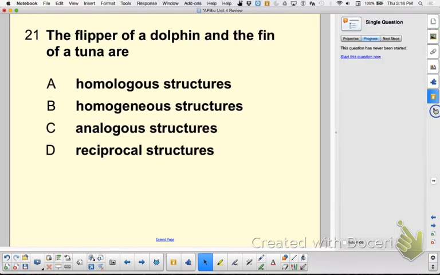The flipper of a dolphin and the fin of a tuna. Do they have the same anatomy? No, so they are not homologous. Do they have the same function? Yes, they are analogous. Analogous structures only. Like an analogy.